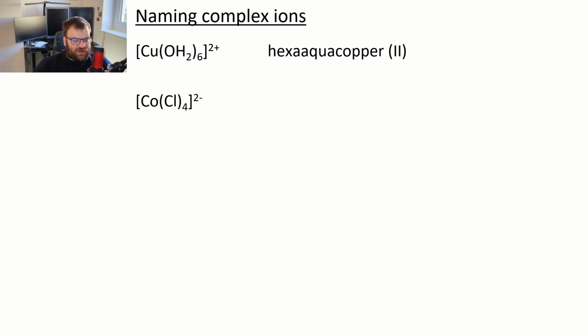Here it's 4 chlorido ligands, so tetrachlorido. It's overall negatively charged, therefore it will be tetrachloridocobaltate(II).